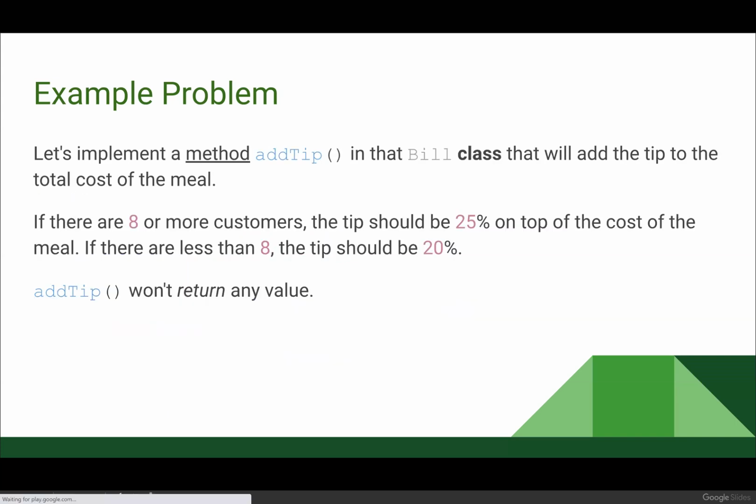Now we want to write a method called addTip in that Bill class that's going to add the tip to the total cost of the meal. If we have 8 or more customers, the tip is going to be 25% on top of the cost of the meal. If there were less than 8 people, the tip should be 20% on top of the cost of the meal. And our method is not going to return a value. We're just going to update our meal cost variable.